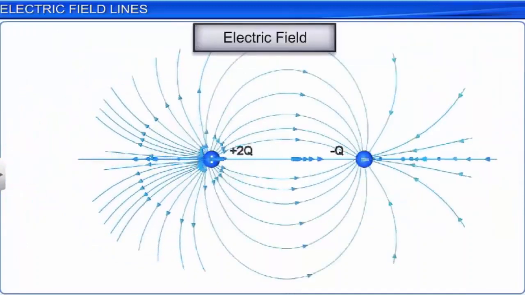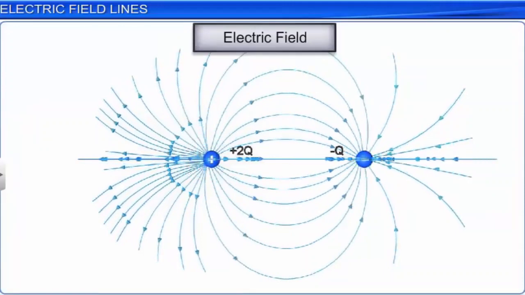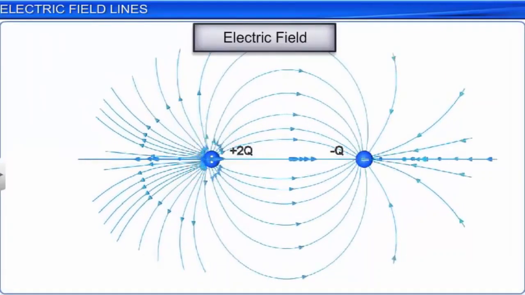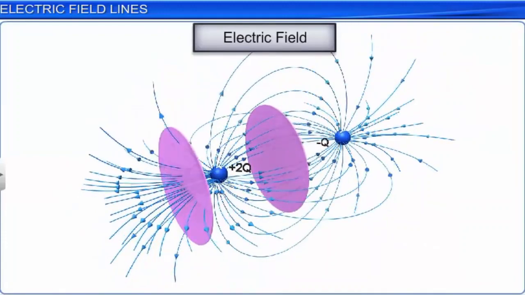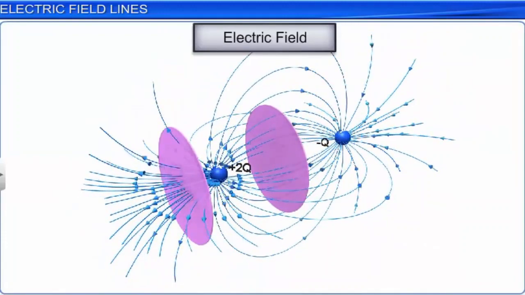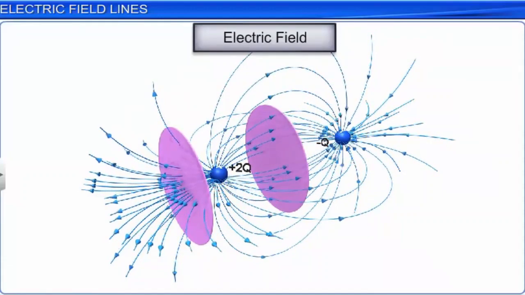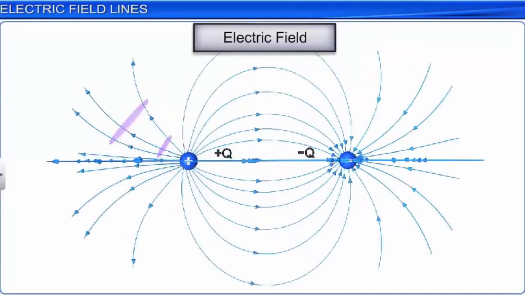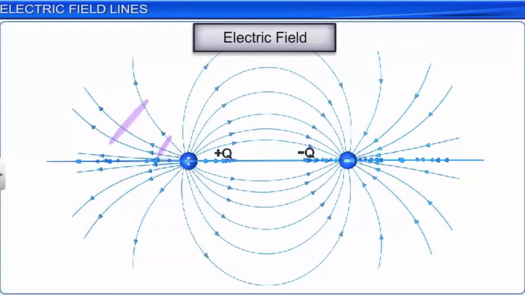The number of electric field lines is proportional to the magnitude of the charge. For a charge configuration of magnitude q, if the field lines per unit area normal to it are, say, n, then for a charge of magnitude 2q, the number of field lines passing normal to a unit area is equal to the electric field strength.